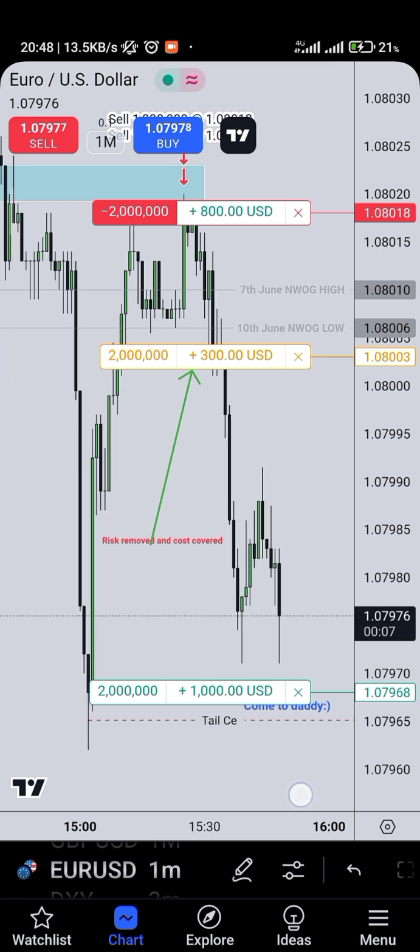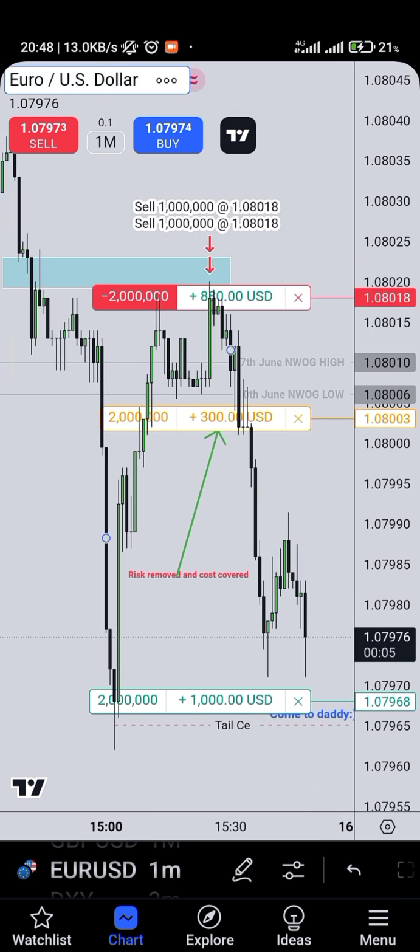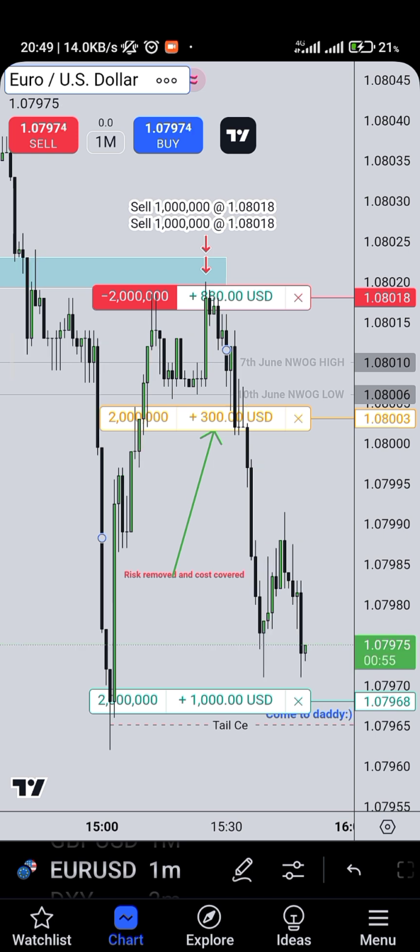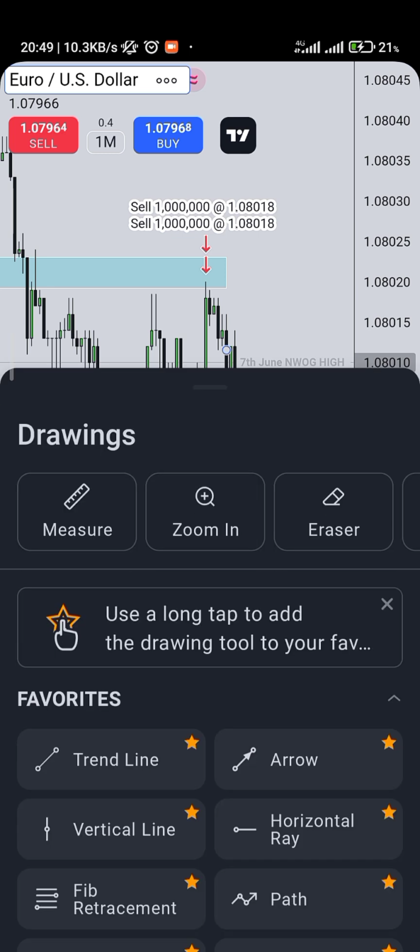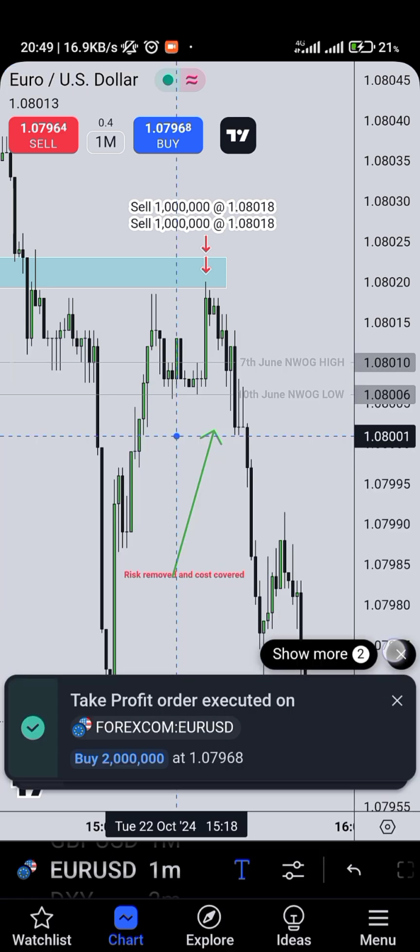There you go. And for those wondering, what's the entry? That inefficiency was the entry right here, and the inefficiency, there was a high taken out, and that was the inefficiency. So I want price to run lower. Focus on price right now. So that's what I'm watching right there. So it's been done. It's done already.